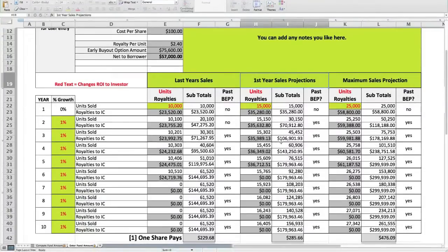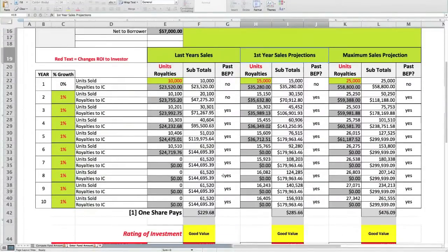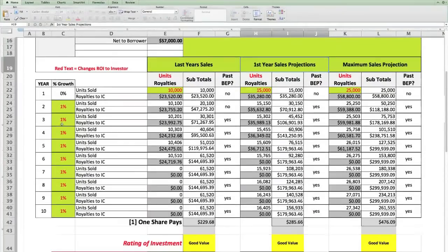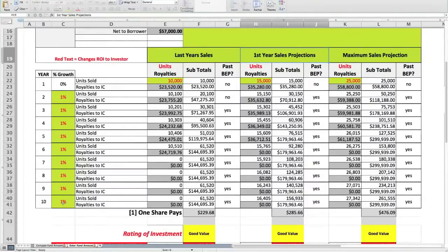At the bottom here, we're computing out that one share at $100 over the term of this agreement is going to pay $229.68 based upon the quantity that you sold last year, with a slight increase of 1% per year for 10 years. Now you can see that at year 6, that's the last year that we paid royalties because that was the term of the agreement.